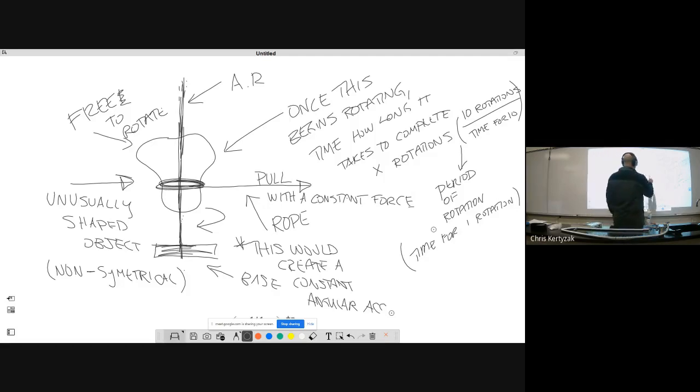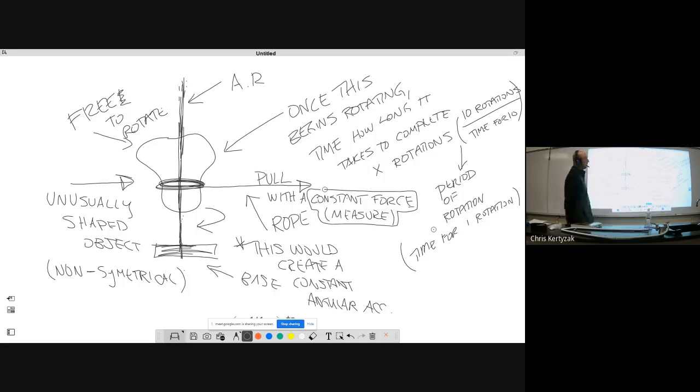And you'd have to measure this force. You'd have to measure how much constant force you're pulling with. You'd have to have your stopwatch to time how long it takes to go through, let's just say, 10 rotations. And then you'd have to think about how this rope is getting torque. Well, technically the rope's getting torque because R actually goes from here to here.